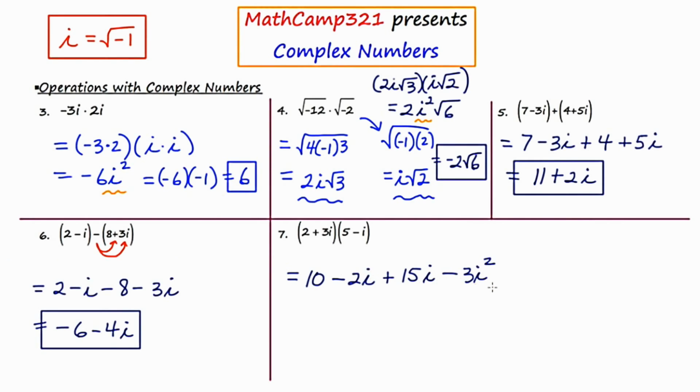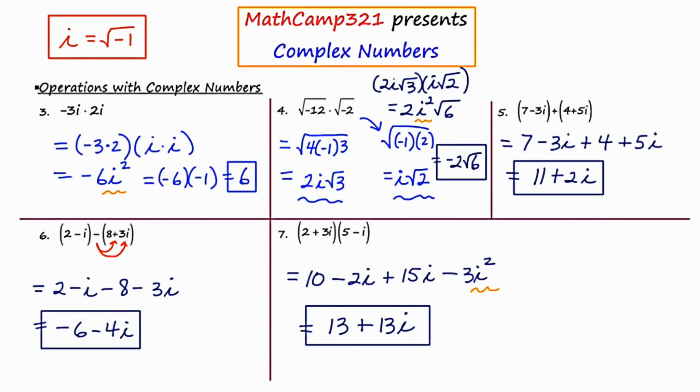Being mindful of the fact that i squared is negative 1, we really have a plus 3 at the end. And the 10 in the beginning and the plus 3 at the end are going to give us a total of 13. And when we combine the i terms, it's going to be plus 13i.